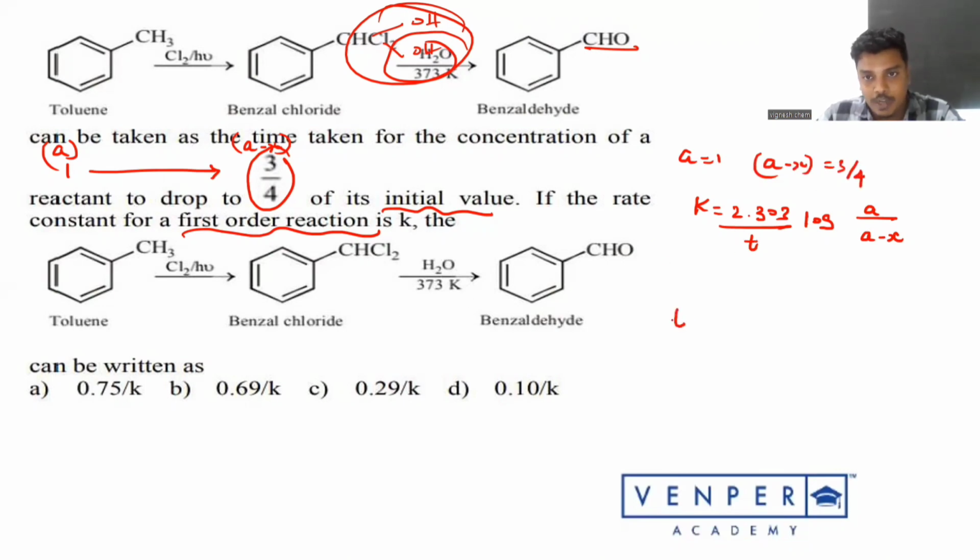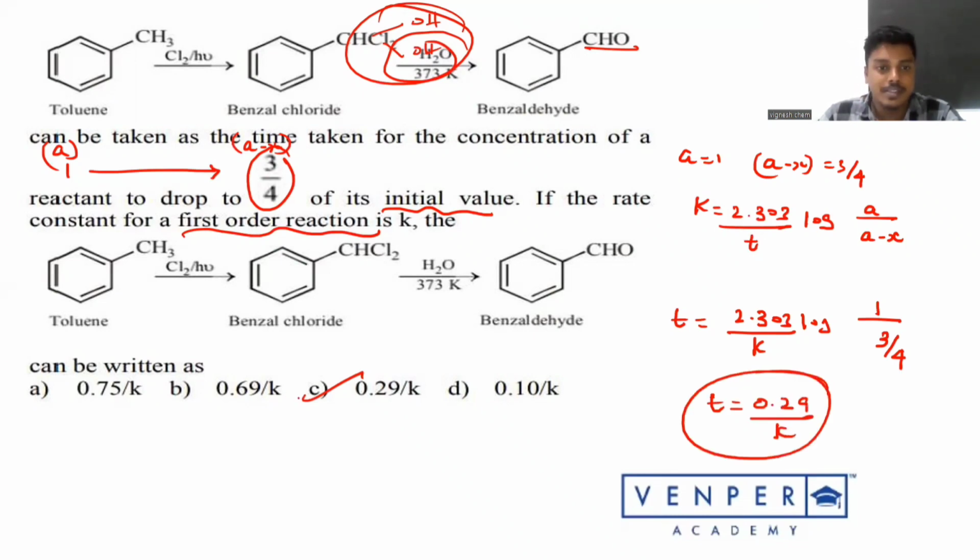Therefore t is equal to 2.303 divided by K into log of A, which is 1, by A minus X, which is 3/4. If we take log 4 by 3, that is log 4 minus log 3, and substitute the values and multiply by 2.303, I get the answer around 0.29 by K. The time is nothing but 0.29 over the rate constant. Therefore option C is correct for this question.